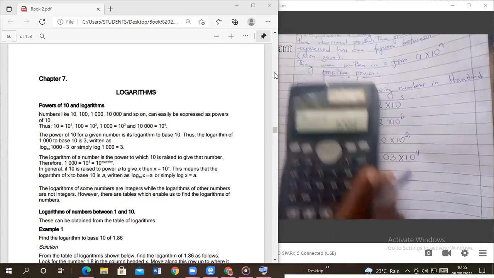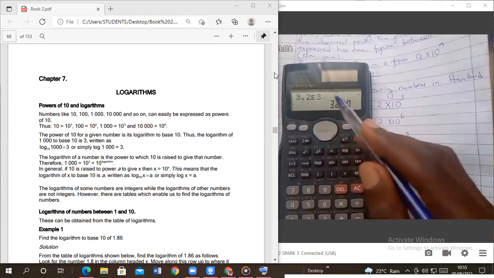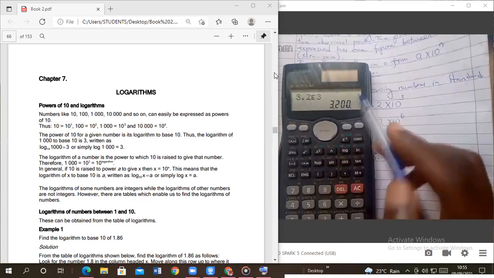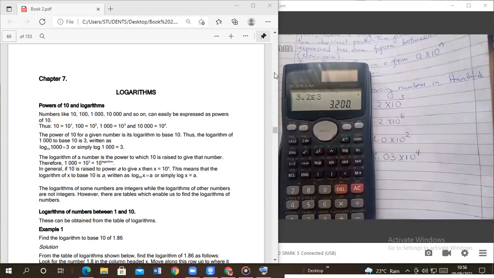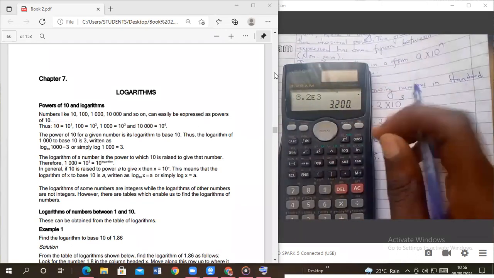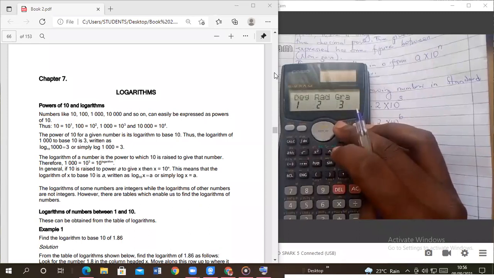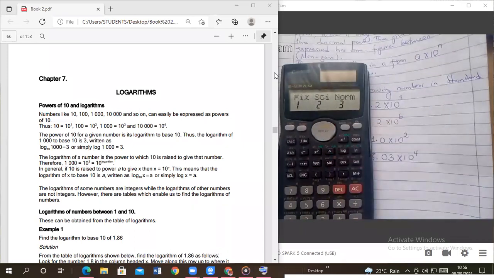Now also from here, I can change it to standard form. That's from my calculator. Now I will change this one back to standard form. How do you change that? You come to Mod. Press Mod until you see scientific notation, number 2.